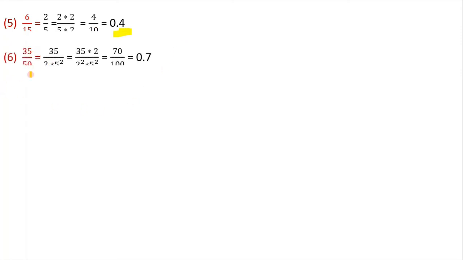Sixth, 35 divided by 50. So the prime factorization of 50 is 2 into 5 squared. In order to balance this equation, I want to multiply with 2 on both sides. So it becomes 35 into 2 divided by 2 square into 5 square, which is equal to 70 divided by 100, which is equal to 0.7.